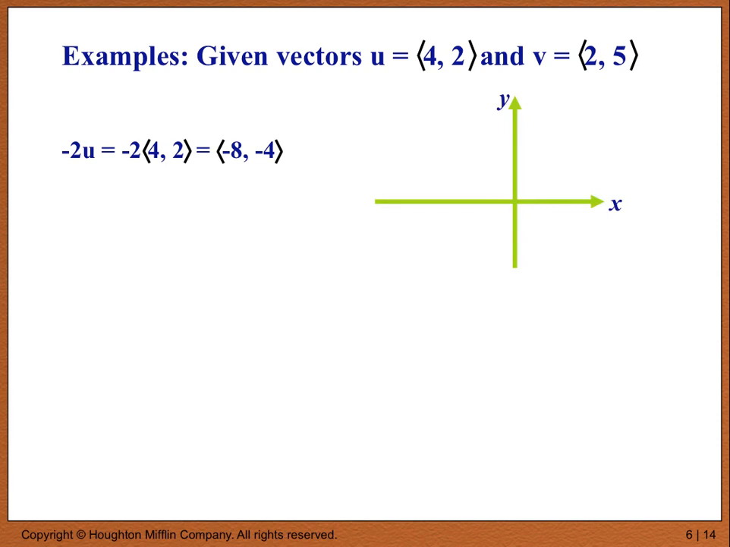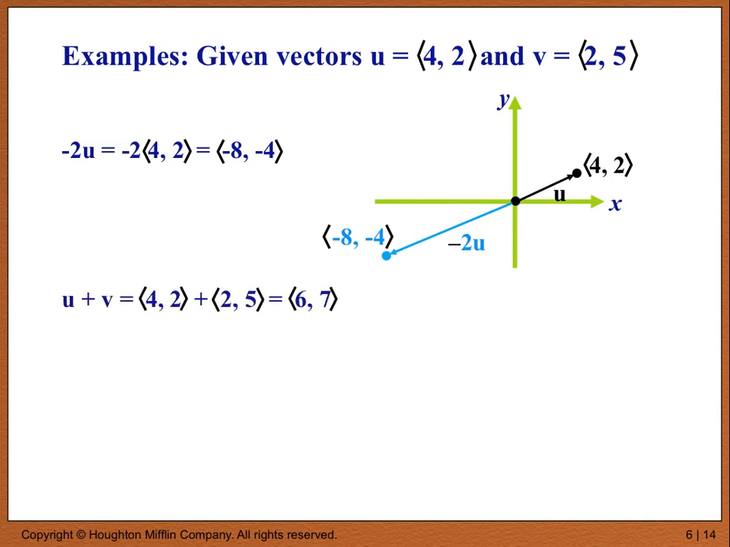Okay, we've got a rough sketch here, and this of course is vector u, which is 4, 2, and the scalar multiple of it, negative 2u. You can see that it goes in exactly the opposite direction, and it has twice the magnitude. But before we even graphed, we were able to get the right component form just by following the rules that were on the last screen.